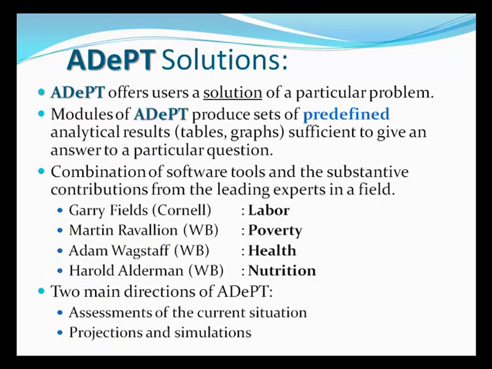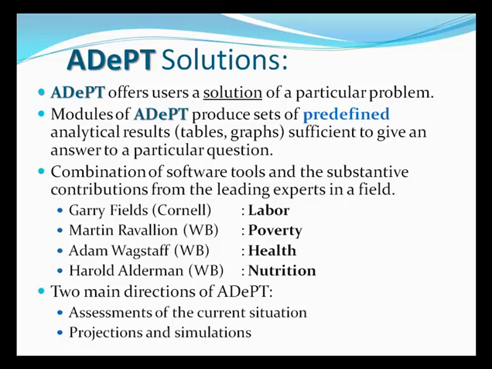Modules of ADePT offer a solution for a particular problem. Each module produces a set of predefined analytical results, tables and graphs, that are sufficient to provide an initial assessment of the economic conditions. For example, ADePT Poverty provides diagnostics for poverty and inequality situations. ADePT Labor produces results for the analysis of conditions in the labor market. ADePT Social Protection examines the targeting efficiency of existing programs of social protection.